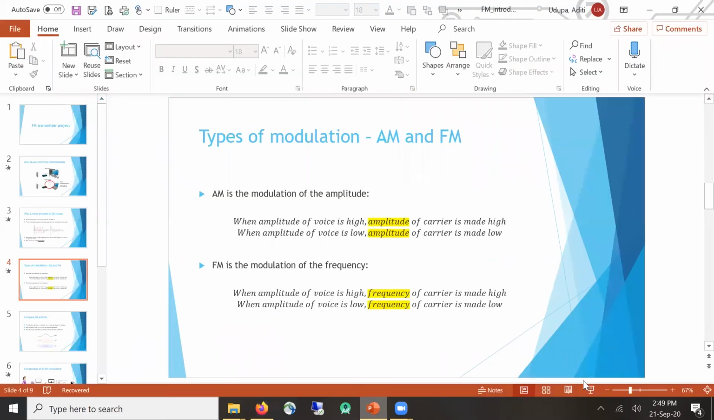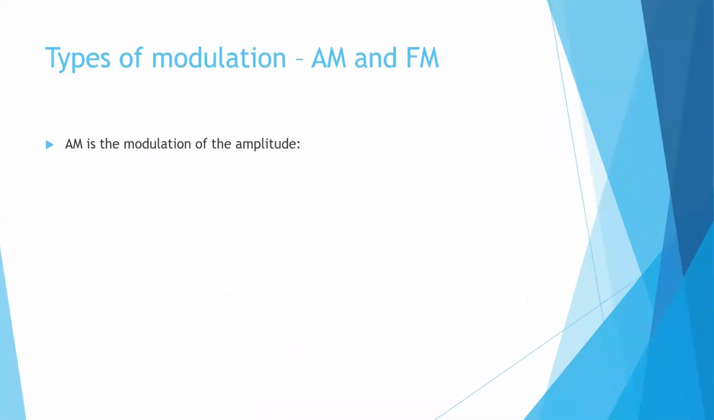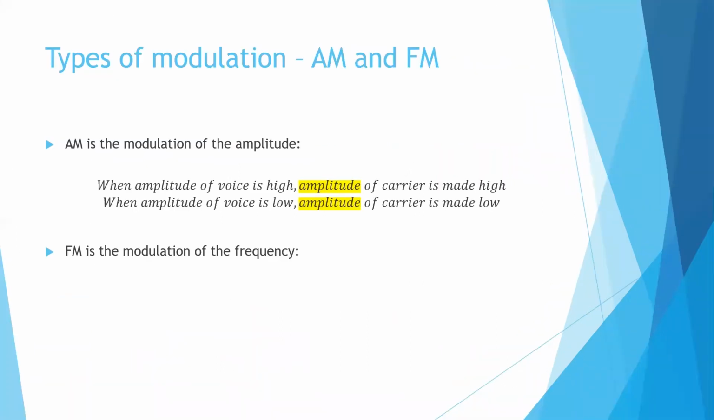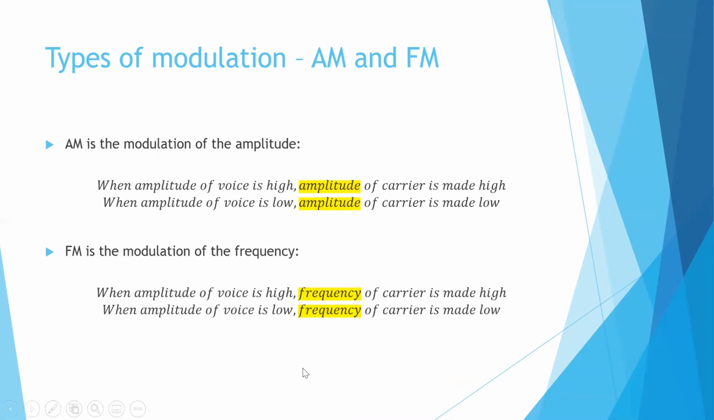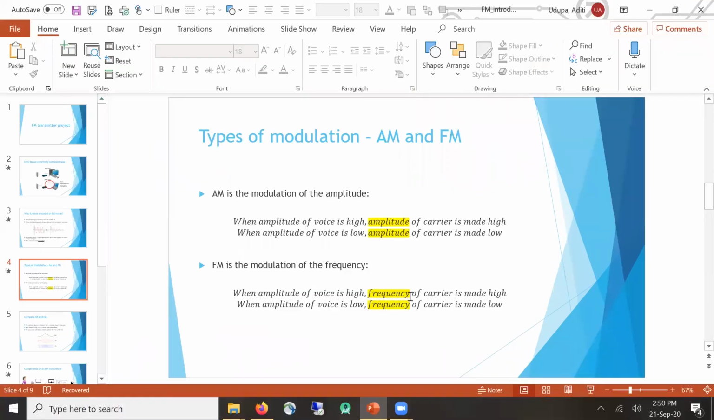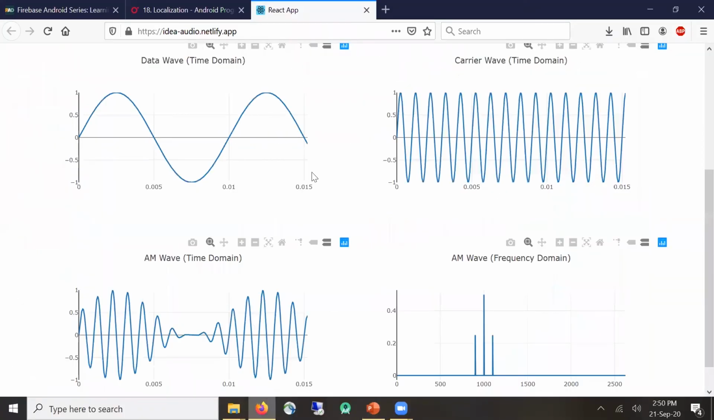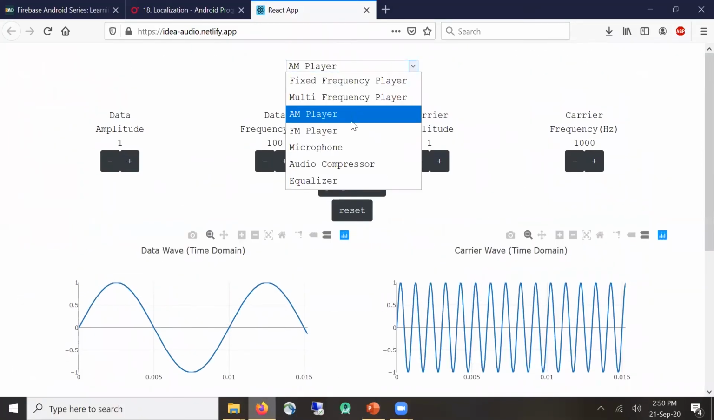Similarly, now FM modulation is the modulation of the frequency. When the amplitude of the voice is high, the frequency of the carrier is made high, and when the amplitude is low, the frequency of the carrier is made low. So the amplitude of the carrier here remains constant, as in this case the frequency remains constant. Here amplitude remains constant. The frequency is varied. So again, let's go to our app and choose FM player.